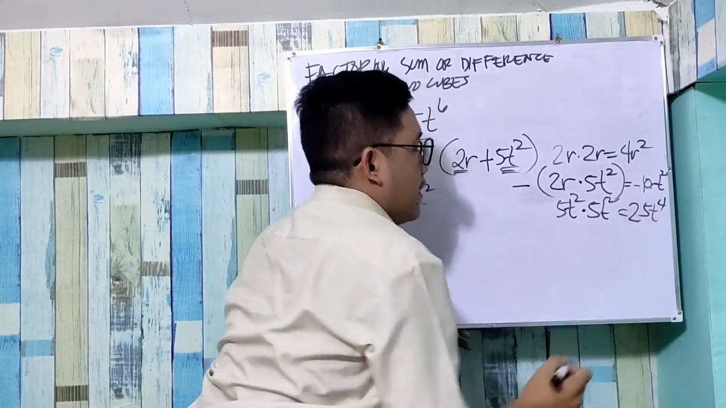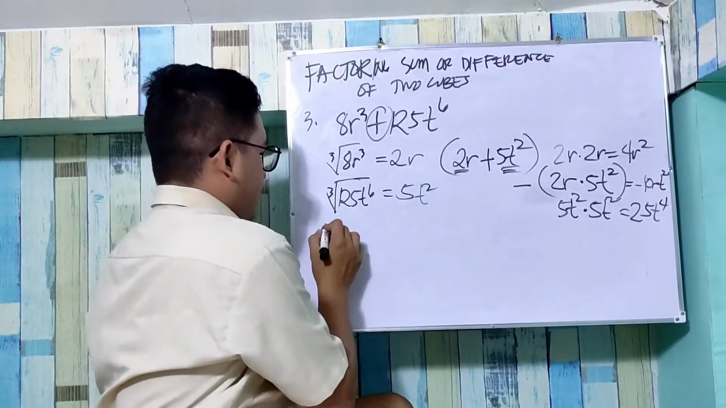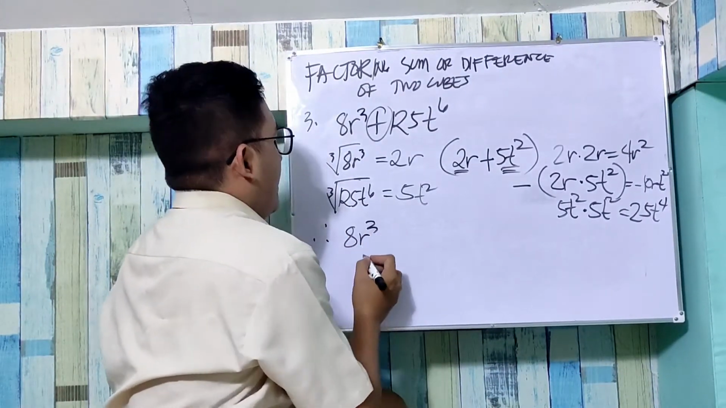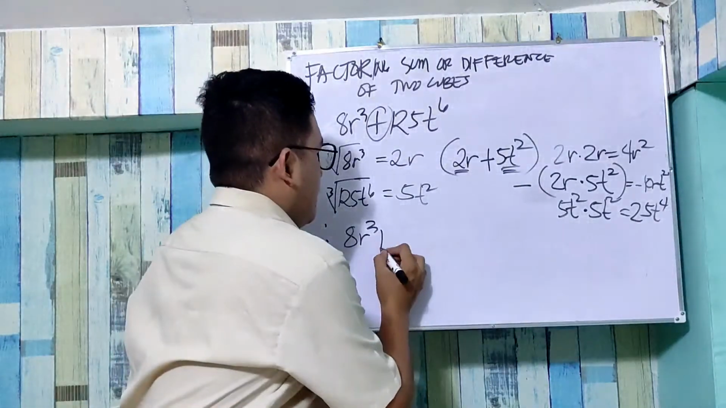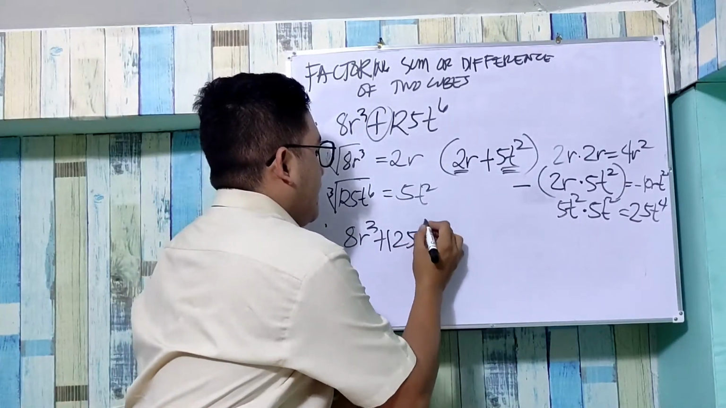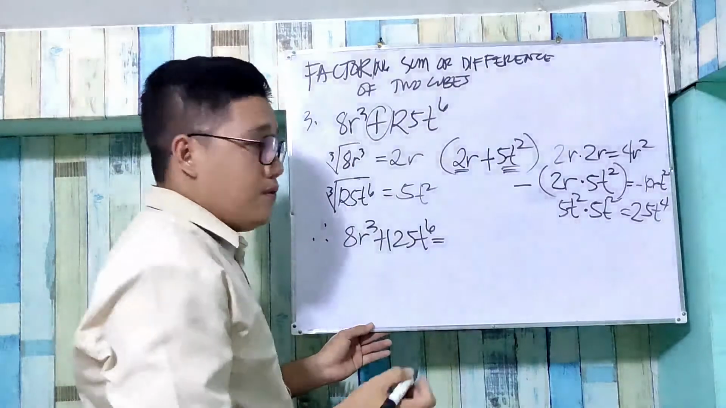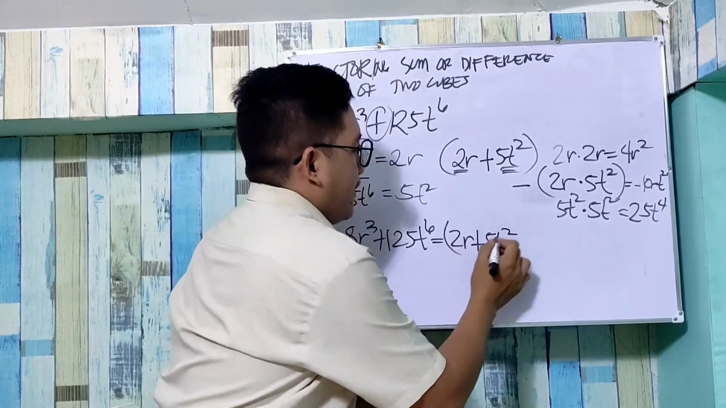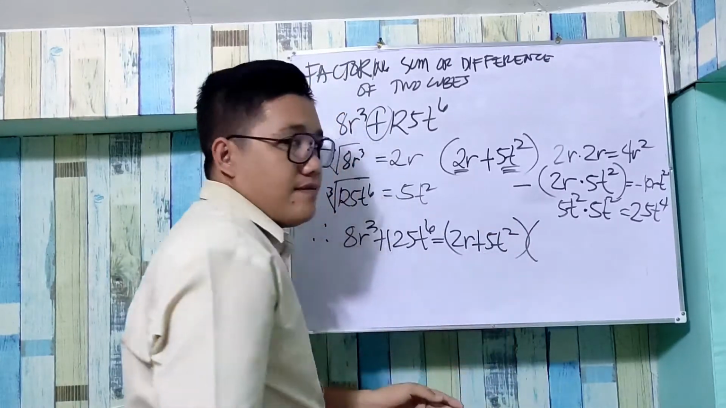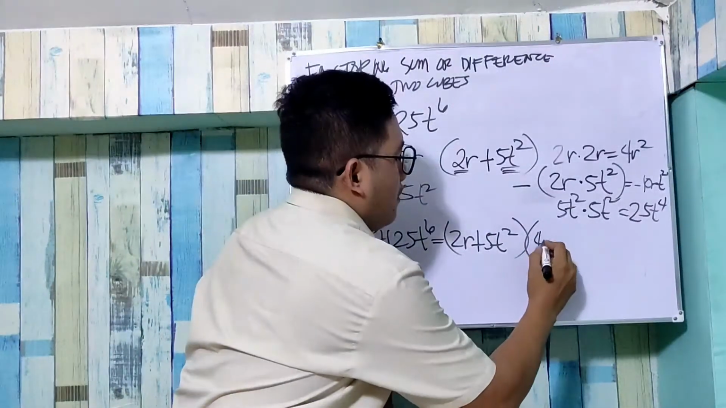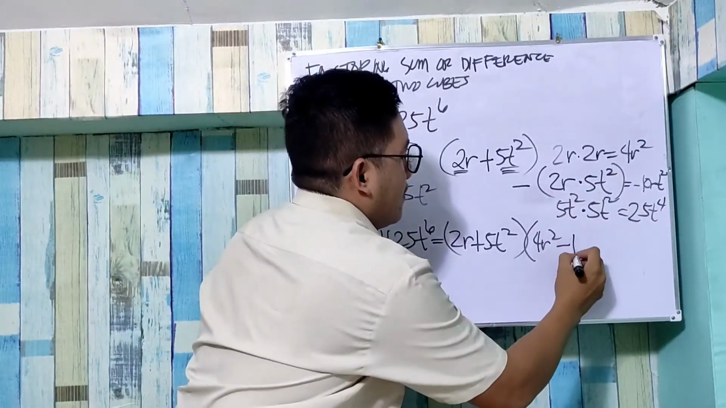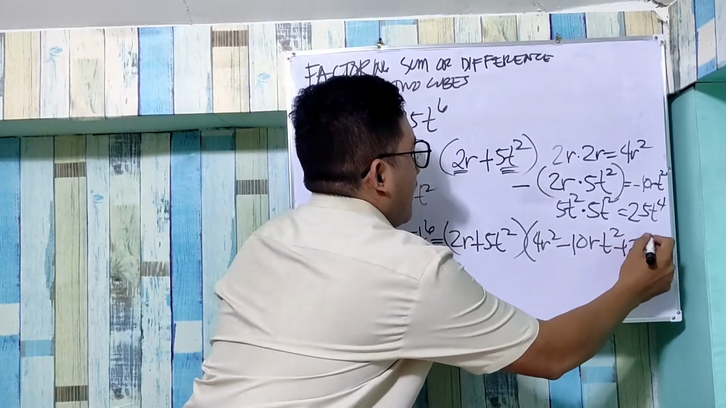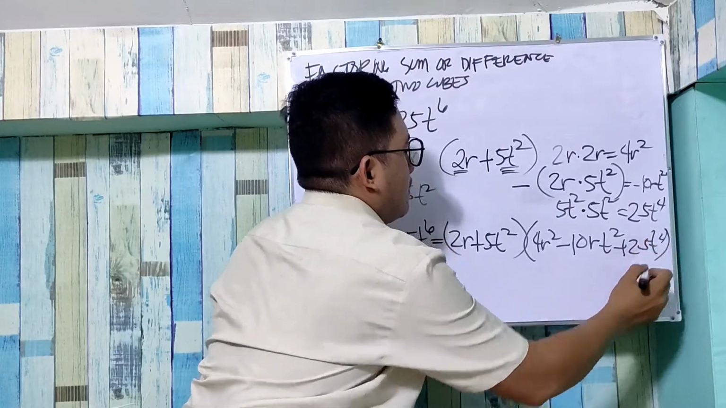So, therefore, the factor of 8r cubed plus 125t raised to 6 is equal to 2r plus 5t squared times the quantity of 4r squared minus 10rt squared plus 25t raised to 4.